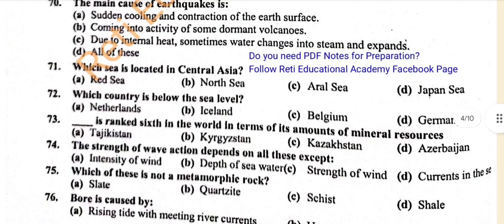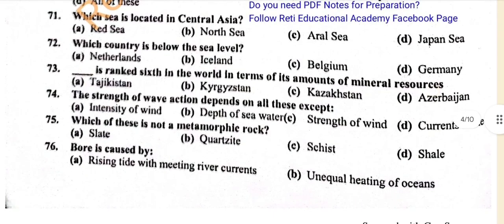Question number 71. Which sea is located in Central Asia? A. Red Sea, B. North Sea, C. Aral Sea, D. Japan Sea. And the correct answer is C. Aral Sea.